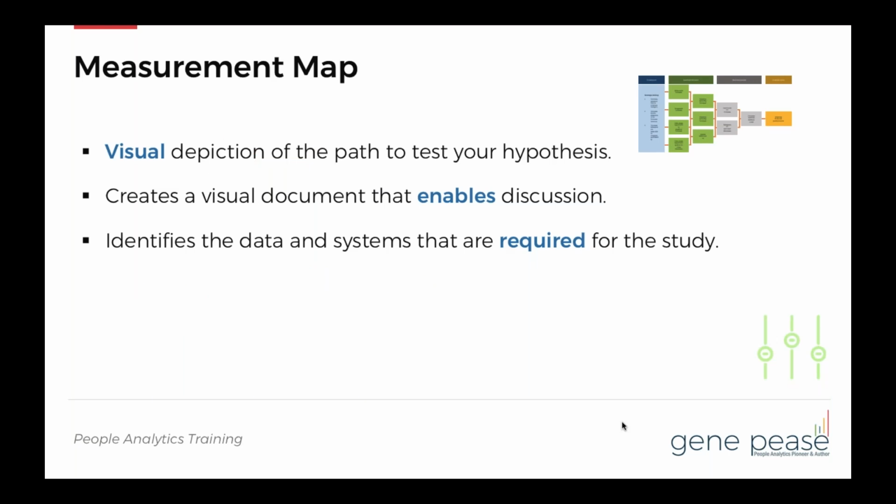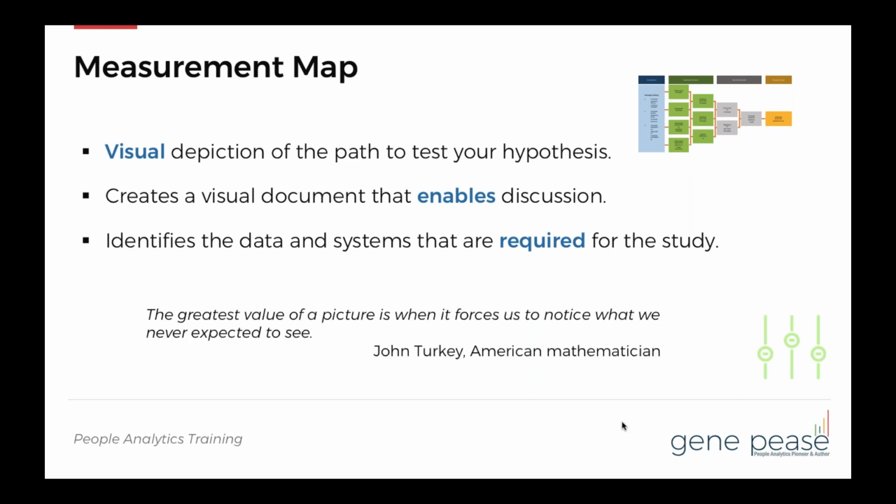So we're now going to create a measurement map. It's a visual depiction of your hypothesis, and we know that visuals help enable discussion, particularly on complicated things. And what's great about it, when you finish the map, is it tells you what data and systems are required to do the study. So we know that visuals help. They help see things that you can't see with words and numbers. And so that's really what a measurement map is. So we're going to build one.